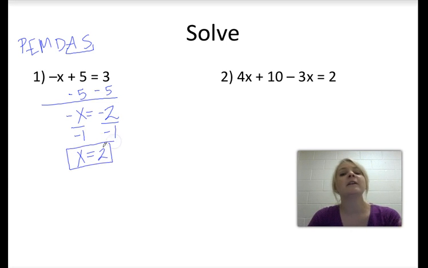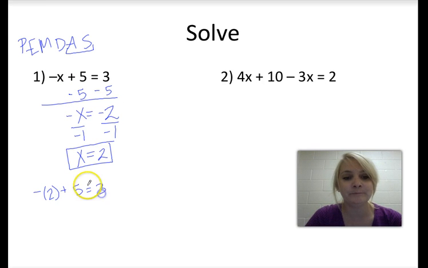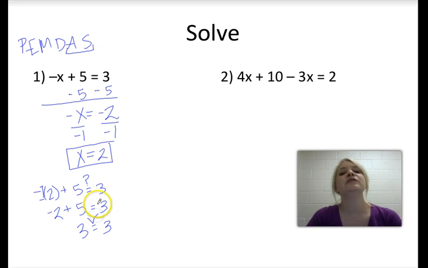Now the great thing with solving equations, you can substitute that value you get back into your original equation to check it. So we're going to check it. So that'll give us negative times 2 plus 5 equals 3. Negative, think of that as negative 1 times 2 will give us negative 2 plus 5 equals 3. Negative 2 plus 5 is 3, so 3 equals 3. So 2 is the solution.